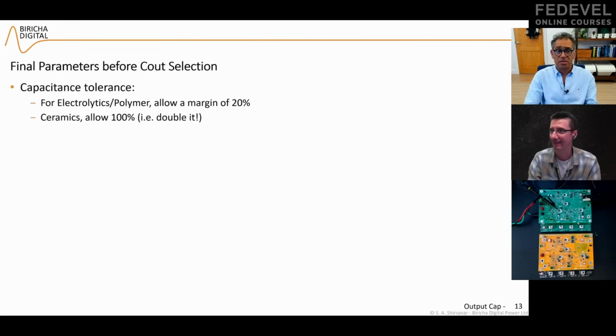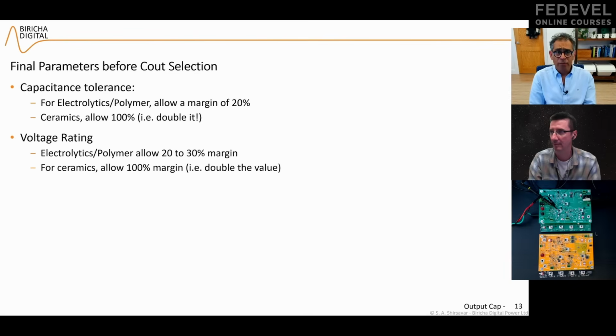A few things we need to consider: the amount of tolerance that the capacitors have. For electrolytics it is typically plus minus 20%, right? For ceramics high value, they say 10%, 20%, but remember again, there's that DC bias loss, so we allow a margin of 100%, so we double it, right?